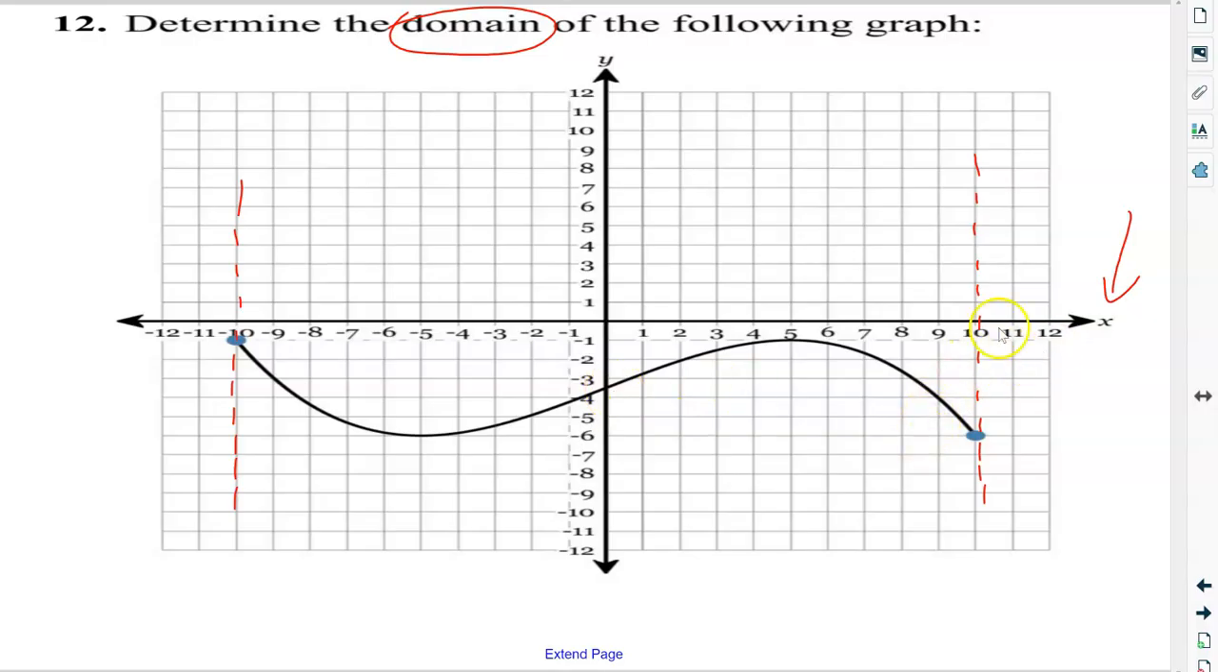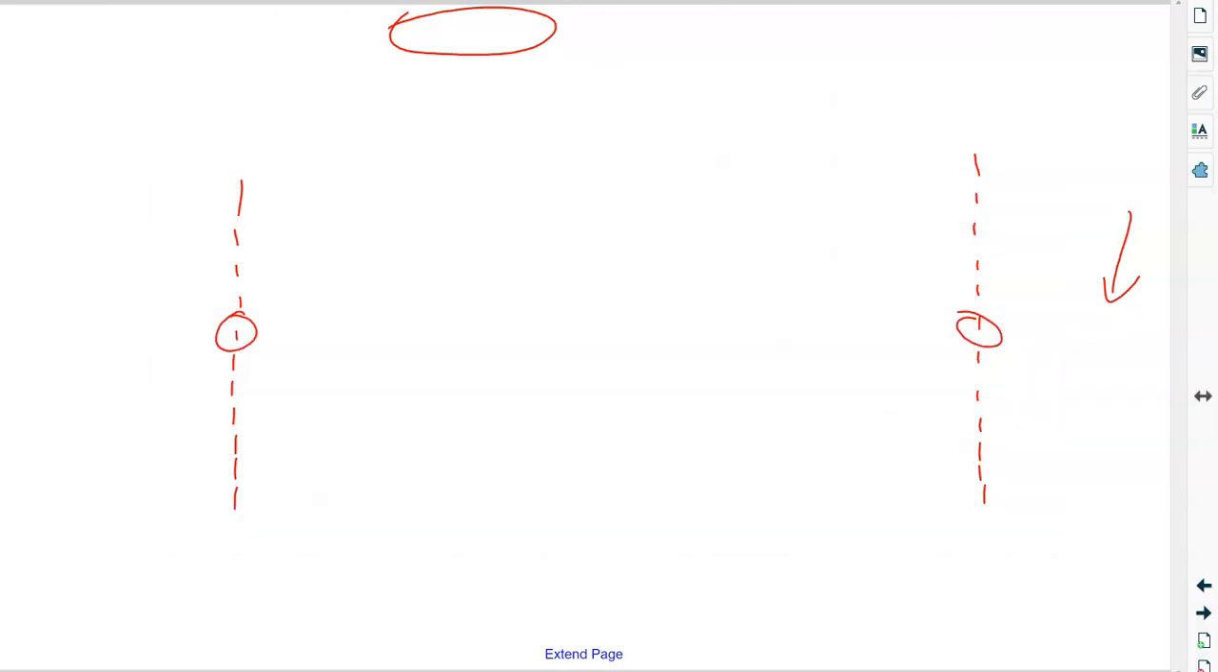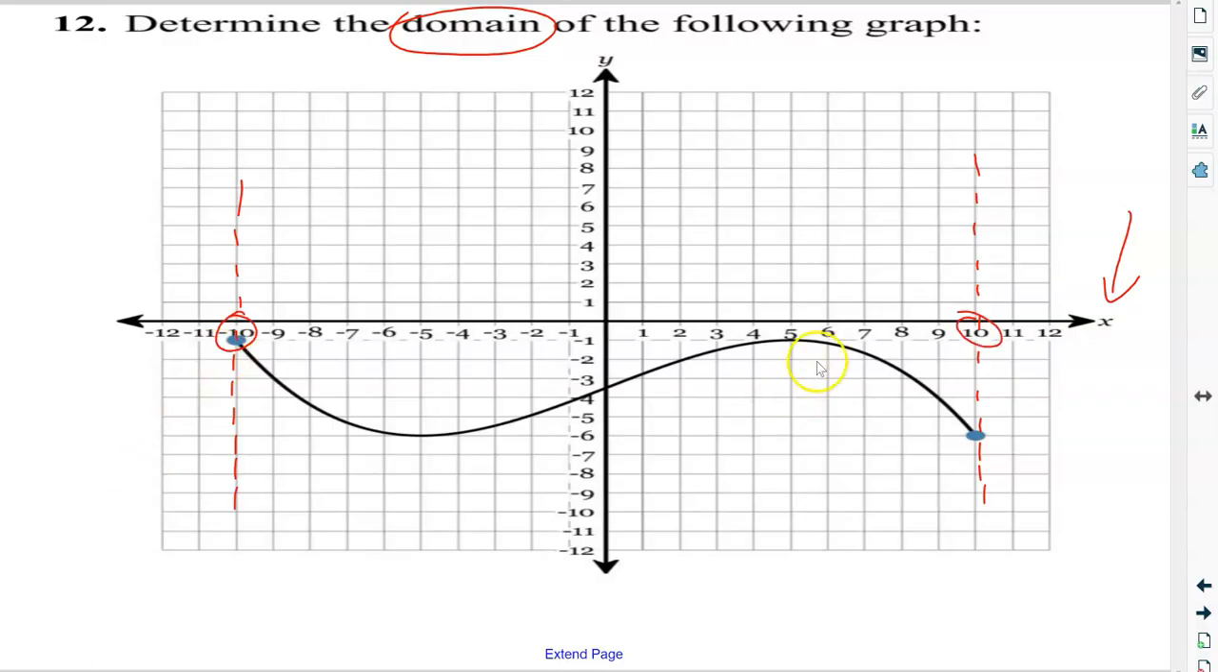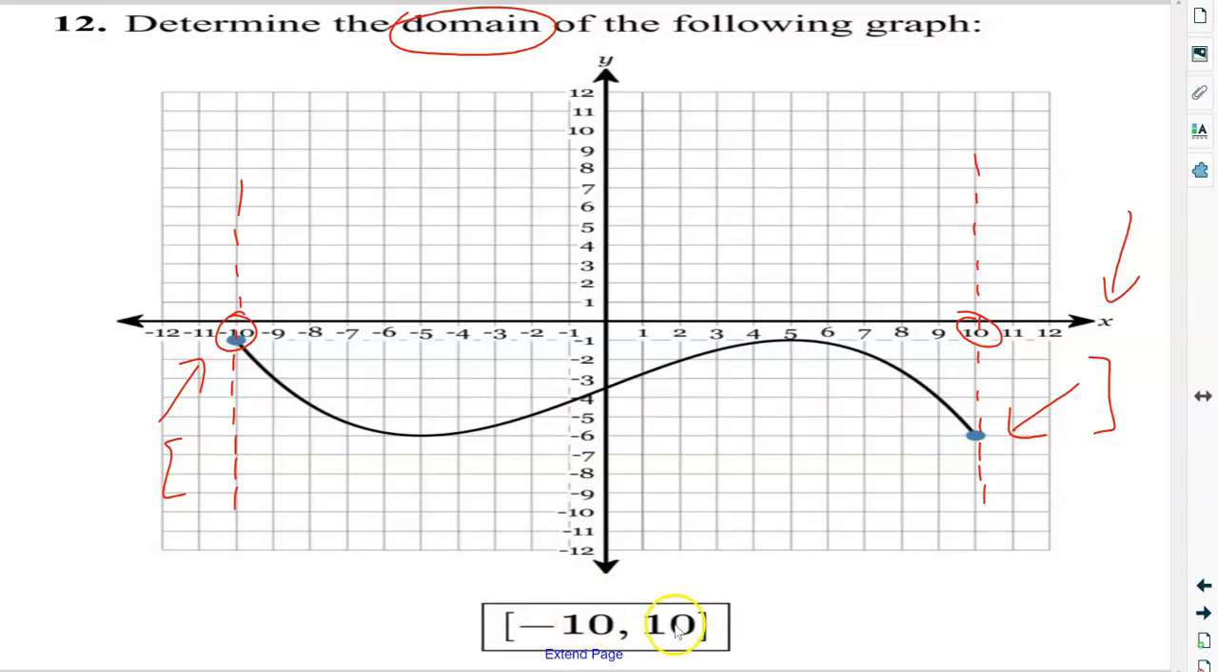All the way to +10, closed circle again. So because of those closed circles, -10, +10, we're going to have brackets. Bracket here and a bracket there. So from -10 to +10 in brackets.